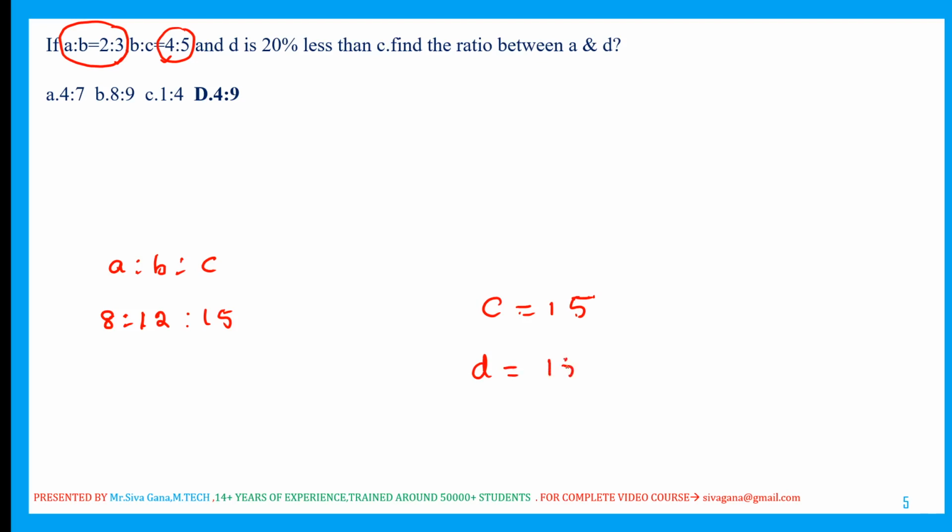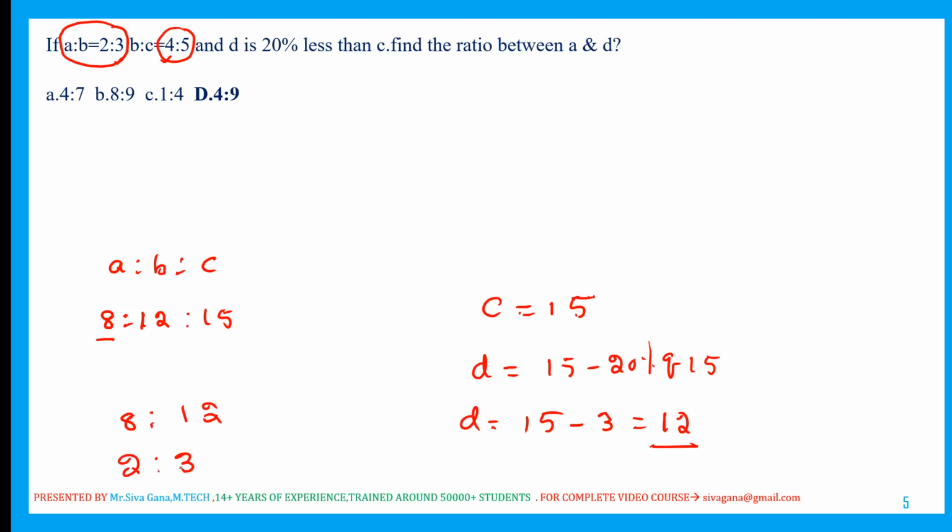So 15 minus 20% of 15. So D is equal to 15 minus, what is the 20% of 15? 10% is 1.5, that is 20% is 3. 15 minus 3 is 12. D is 12. Find the ratio between A and D. A is 8, D is 12. The ratio is 4 times 2, 4 times 3, so 2 is to 3.